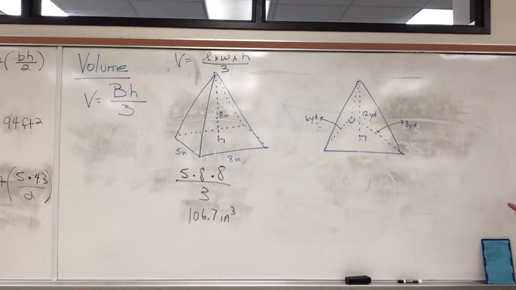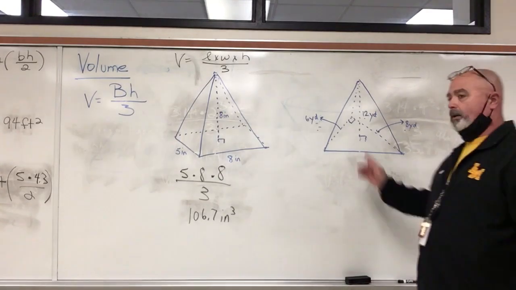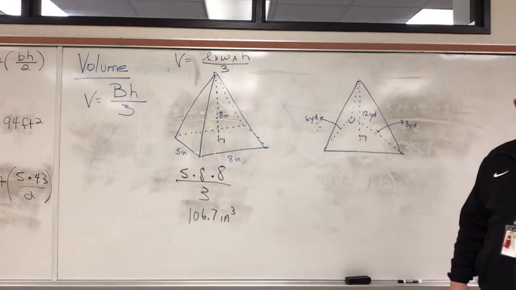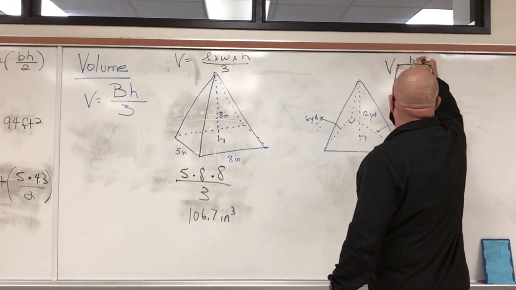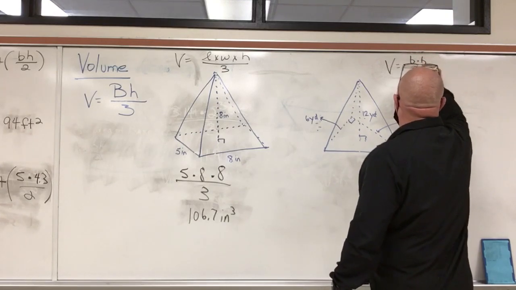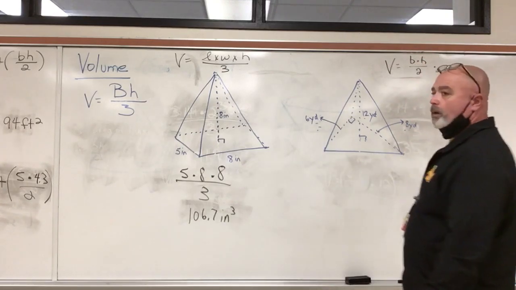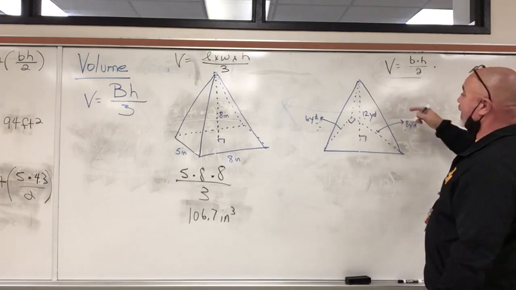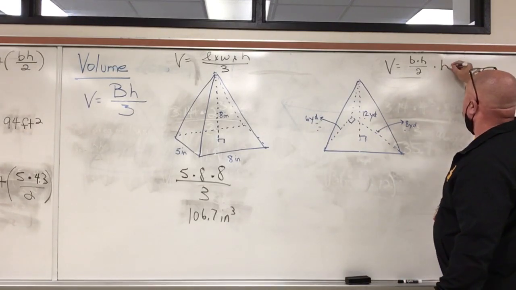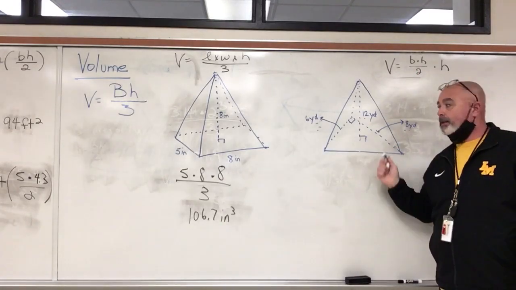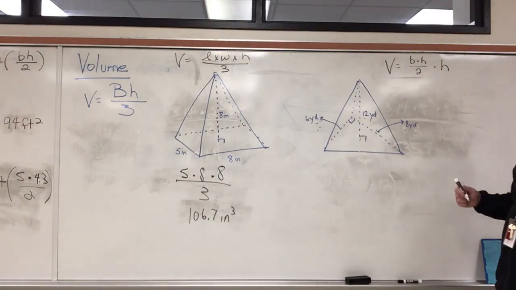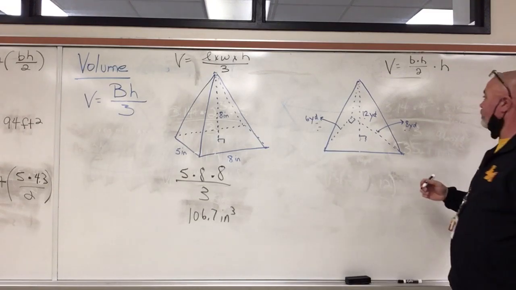Is that hard? No. You still gotta figure out what the base is. What's the base here? A triangle. So how do you find the area of a triangle? Base times height, divided by 2, times the height of the pyramid. Not the height of the base, the height of the pyramid. Divided by 3.